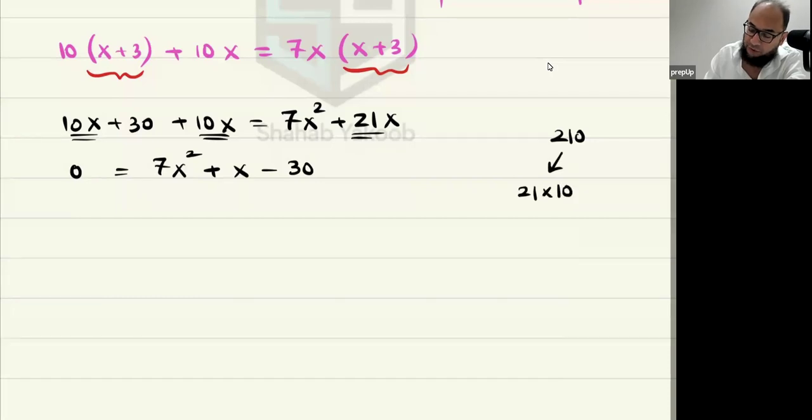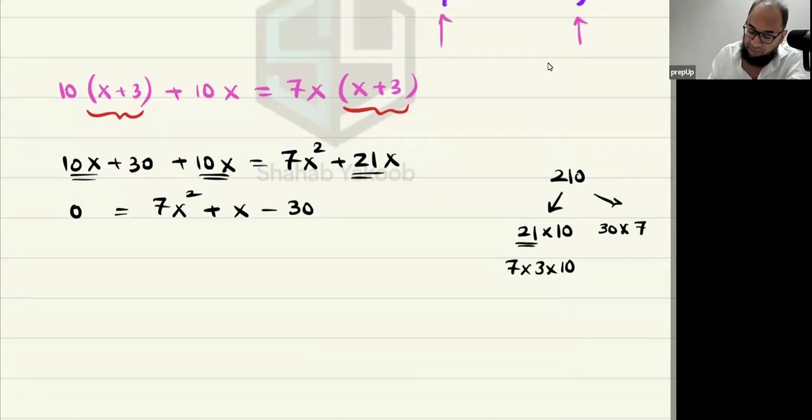That's one option. We can also use the quadratic formula. Or we can write this thing as 30 into 7. So which is the better one? 21 is 7 into 3, into 10. So 70 into 3. That is also a possibility. Now, I think I'll just go ahead and use the quadratic formula.